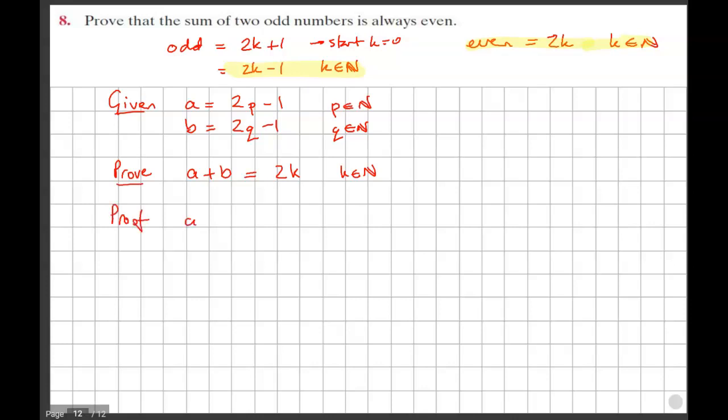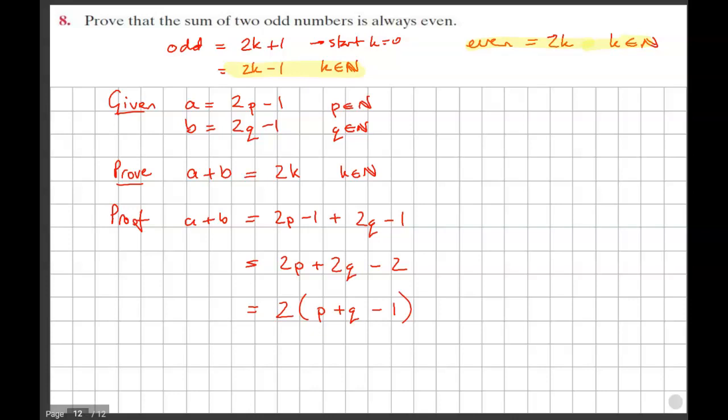Well, let's take a plus b and add them together. We get 2p minus 1, and we're adding on to that 2q minus 1, and if we add that all together, we get 2p plus 2q minus 2. Now I can take 2 out as a common factor, so I have 2 multiplied by p plus q minus 1.